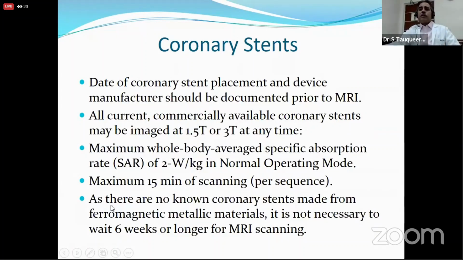But the only thing we can do is that we can reduce the time of investigation. So with coronary stents, all the coronary stents, we can go ahead and do MRIs whether in 1.5T or 3T without any problem, but just reduce the scanning time.